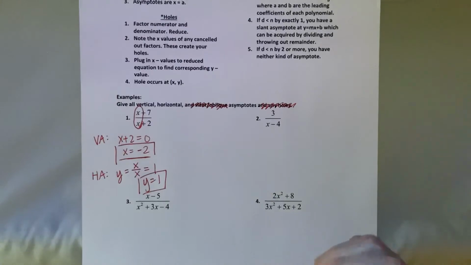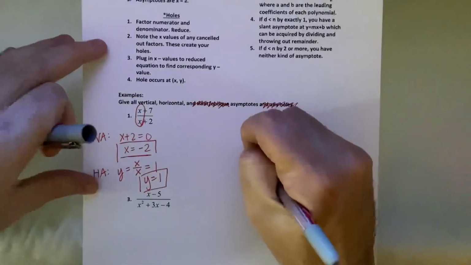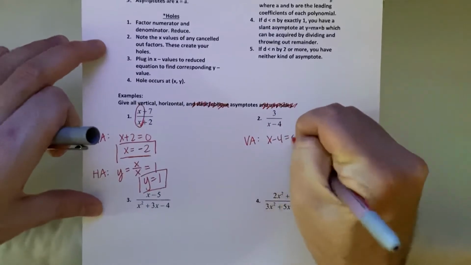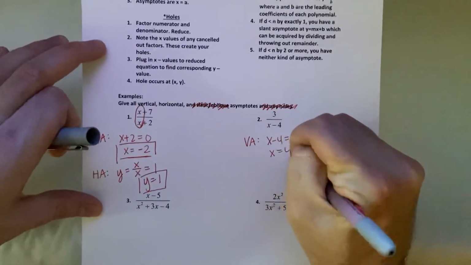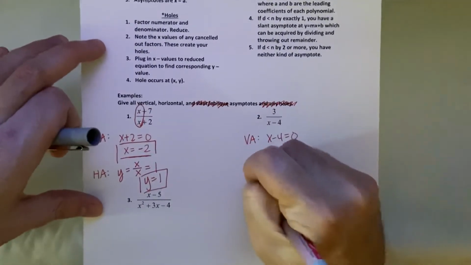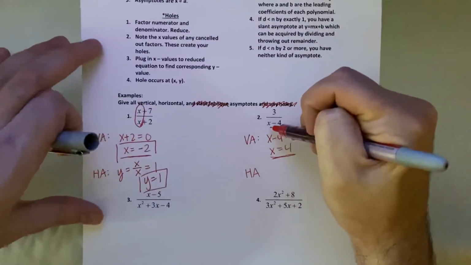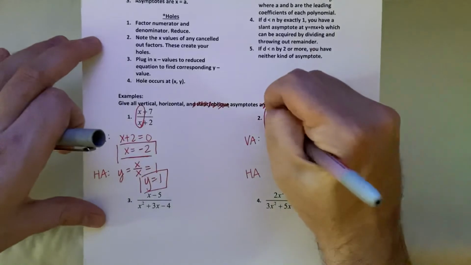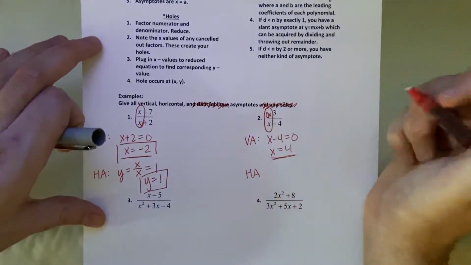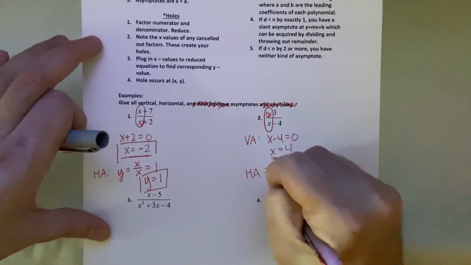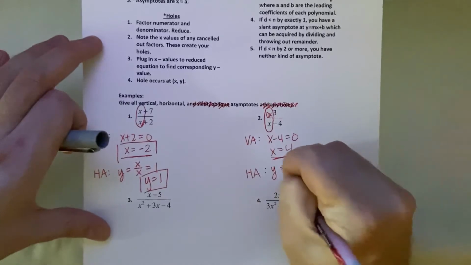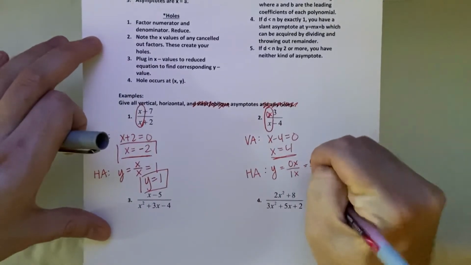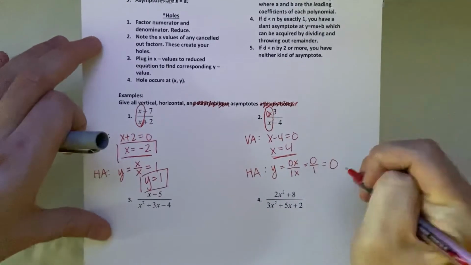Next, 3 over x minus 4. Again, vertical asymptote: we set our denominator equal to 0, so x equals 4. Horizontal asymptote: you need to find the matching x term, but there is no x term in the numerator, so sometimes I tell people to write in a 0x. So y equals 0x divided by 1x, and when the x's cancel, you get 0 over 1, which is just 0.